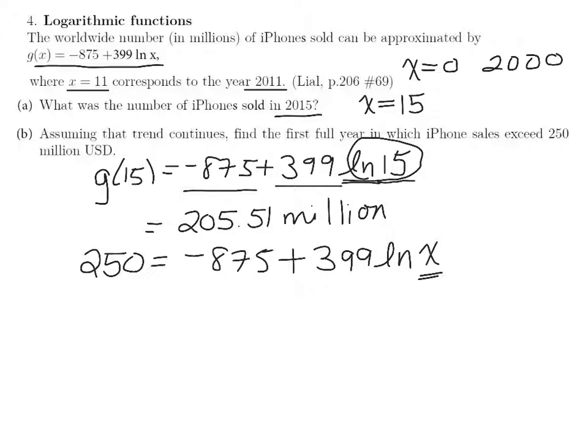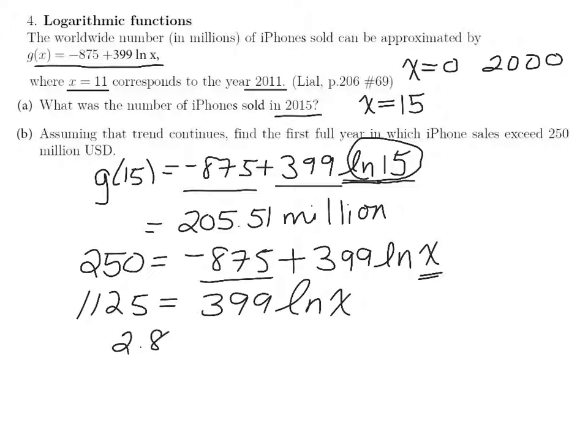The first thing we want to do, since we're trying to isolate this x, is add 875 to both sides. That gives us 1125 on this side equals 399 ln x on the other. Our next step would be dividing both sides by 399. That leaves us with 2.8195 = ln x.